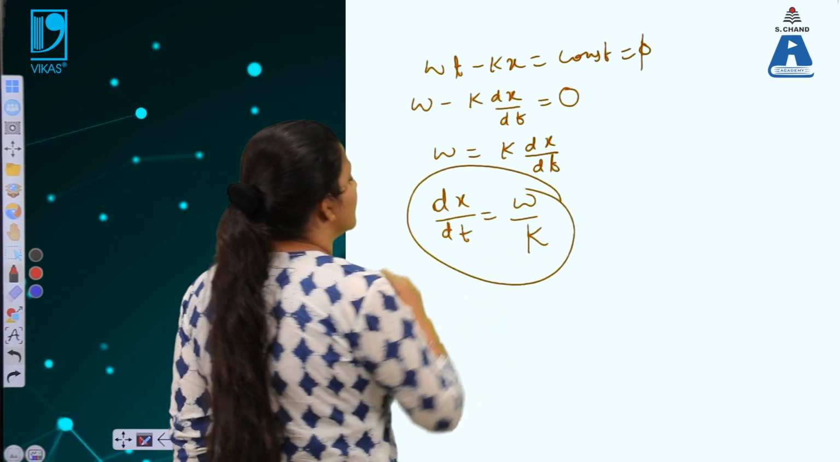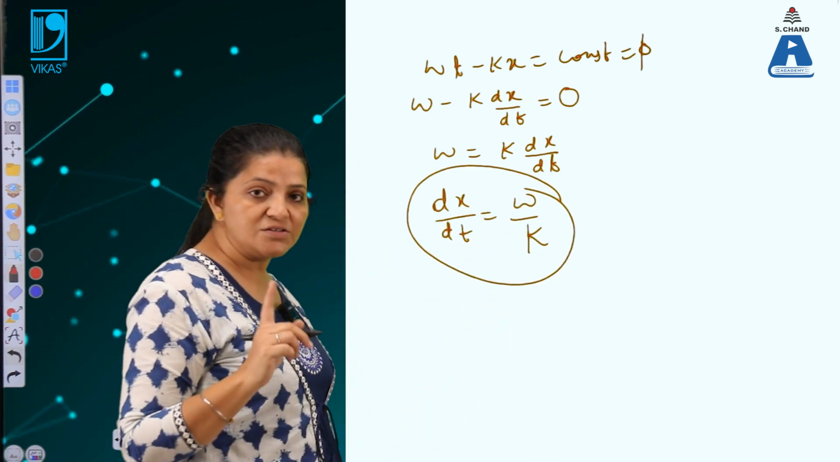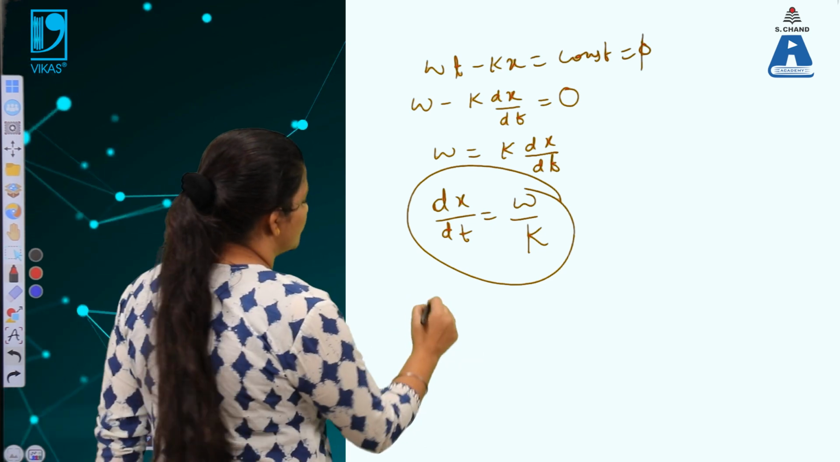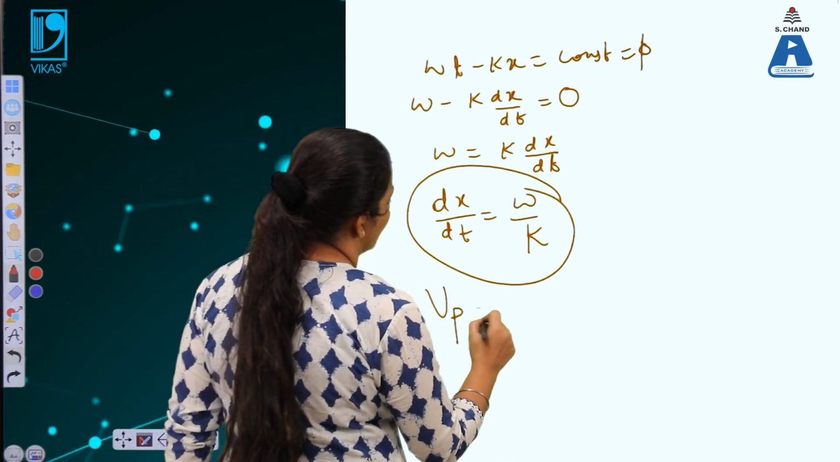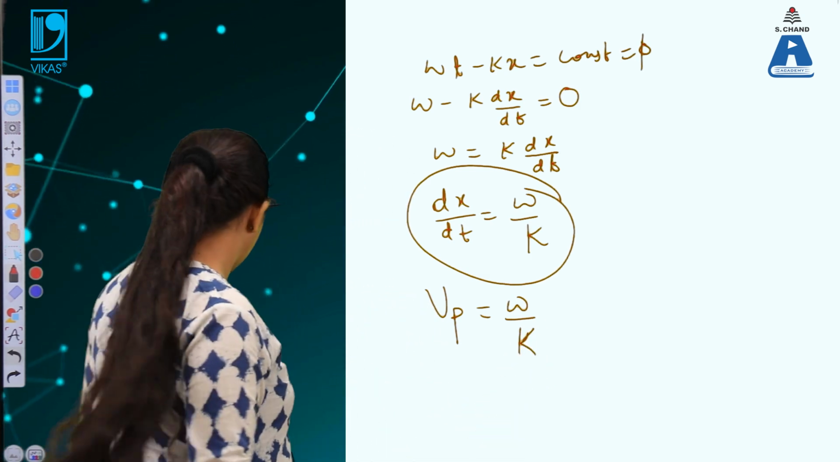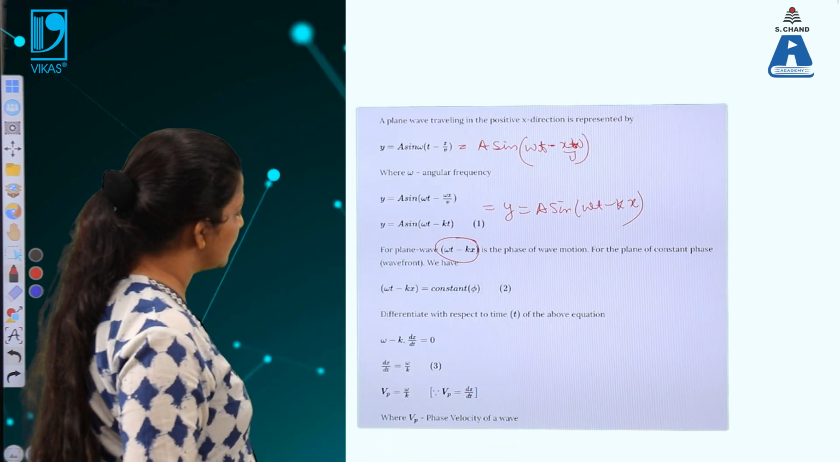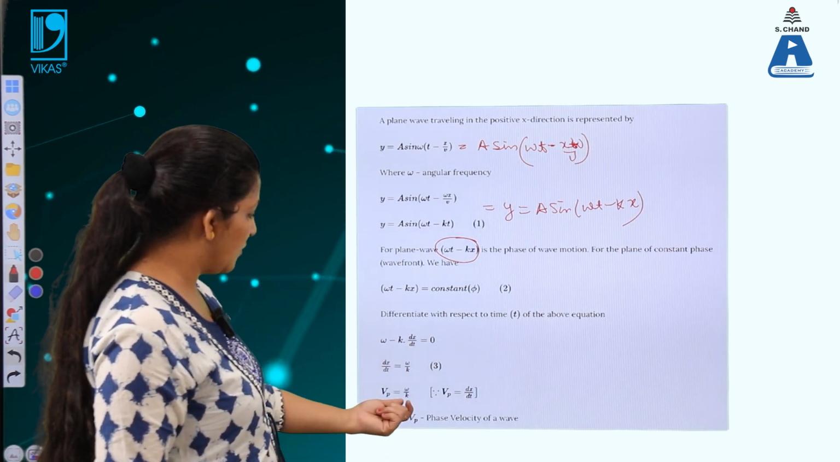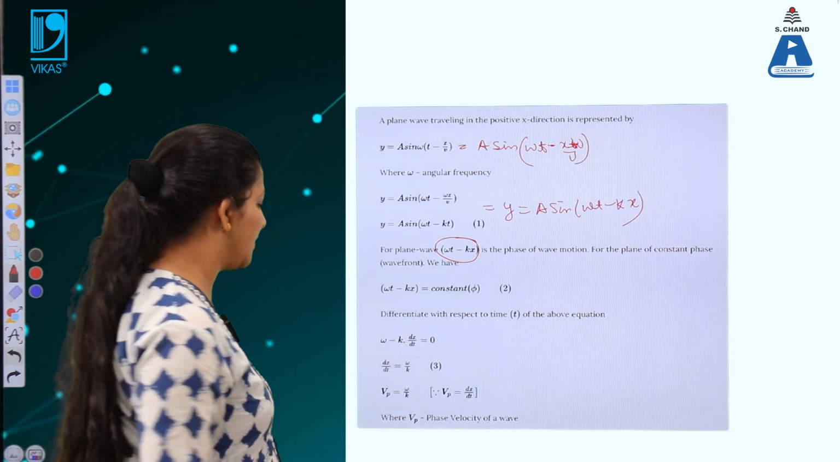This is the phase velocity, because we are considering only a single wave here. So Vp, the phase velocity, equals omega by k. This is the velocity associated with a single wave. Now what is Vp here?